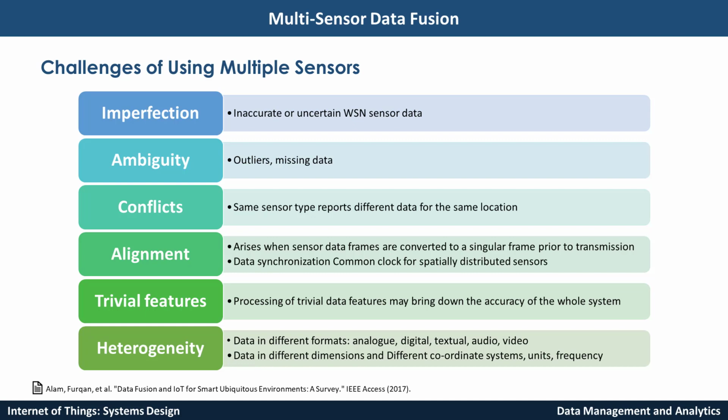Finally, the heterogeneity. The heterogeneity could be different formats like analog, digital, textual, audio, video, or it could be different units, different frequencies, different sampling rates, different systems, and so on. So these are only a subset of the main challenges that you need to deal with when you're fusing multiple sensors together.